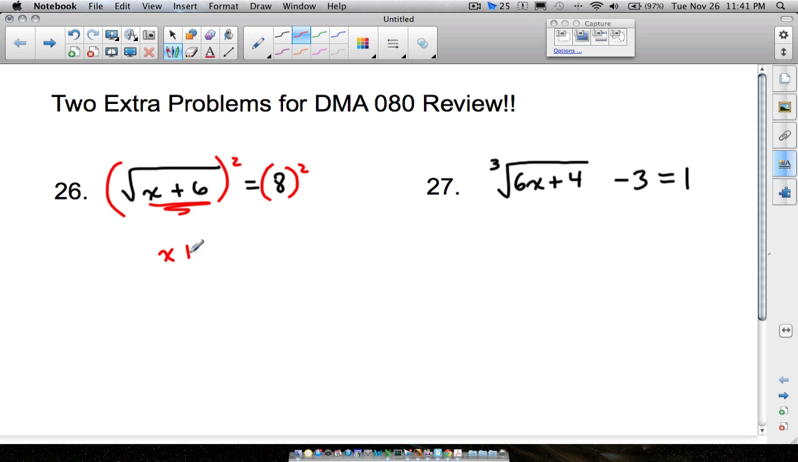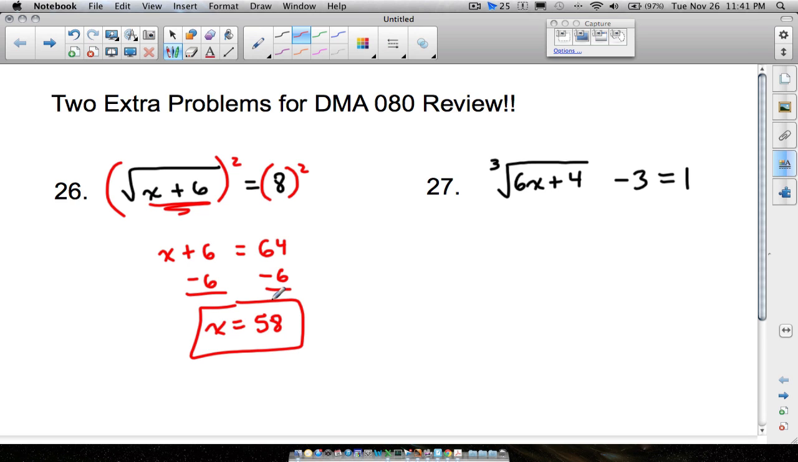So therefore we have x plus 6 over here. And when we square this side, we get 64, because 8 squared is 64. And then just solve for x. So subtract 6 from both sides, and therefore we get x is equal to 58. And there's our answer to that problem.